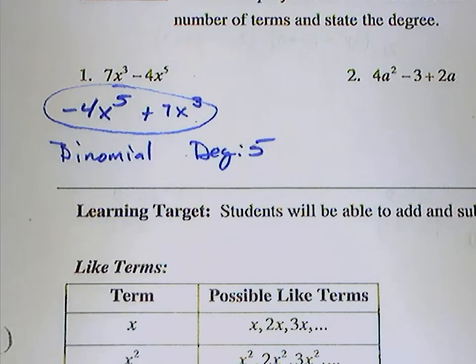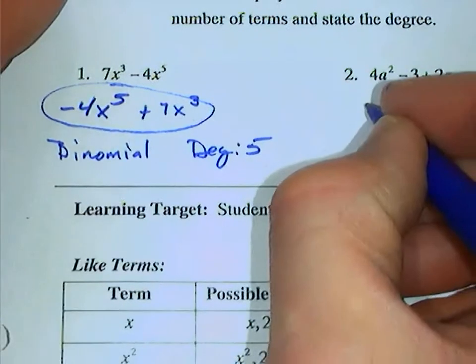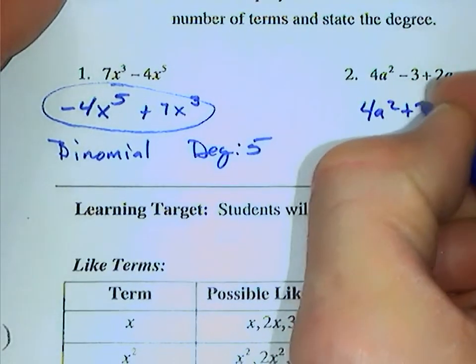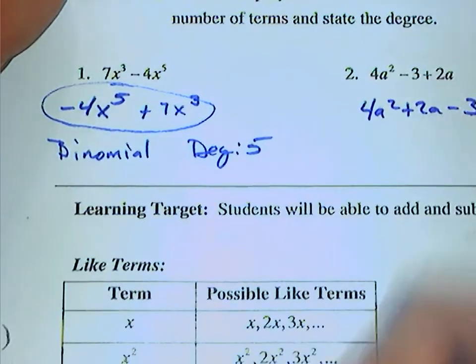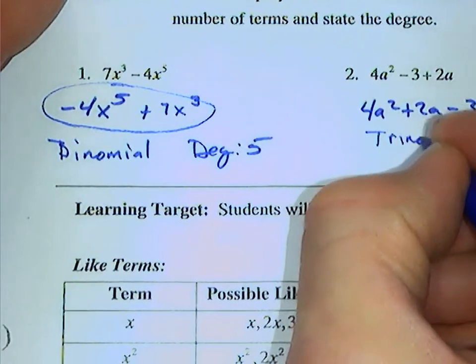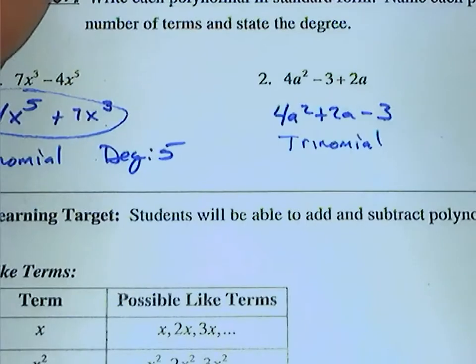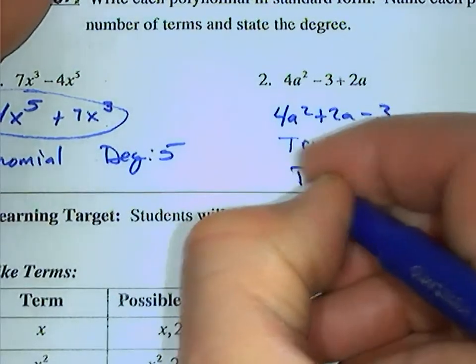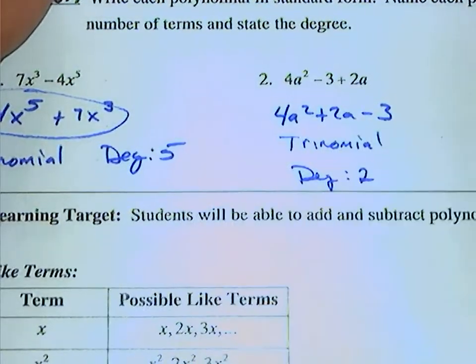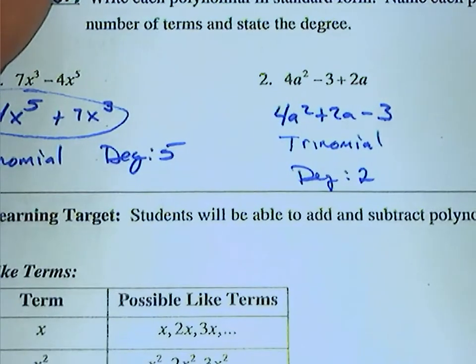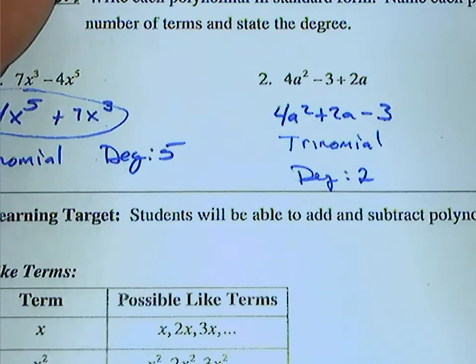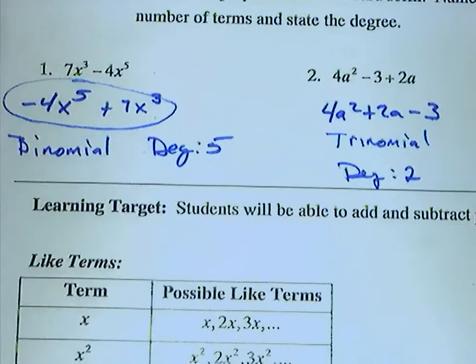Take a look at number 2. I got 4a squared minus 3 plus 2a. Cole, you got this one? 4a squared plus 2a minus 3. Trinomial. Tri meaning 3. There's 3 terms. And degree is 2. Eventually we would call that a quadratic trinomial, but we're not there yet. Perfect. Good job, bud. Ivan and Colton, great job. Any questions for Ivan or Colton for 1 or 2?